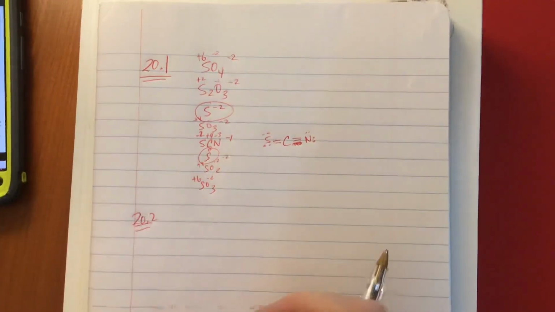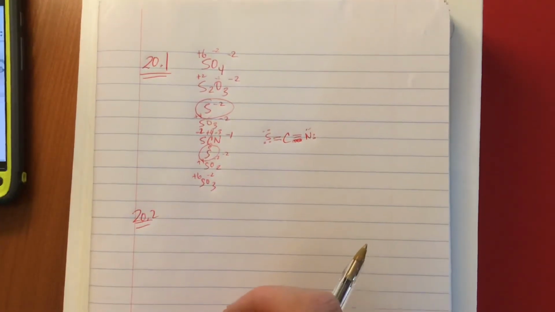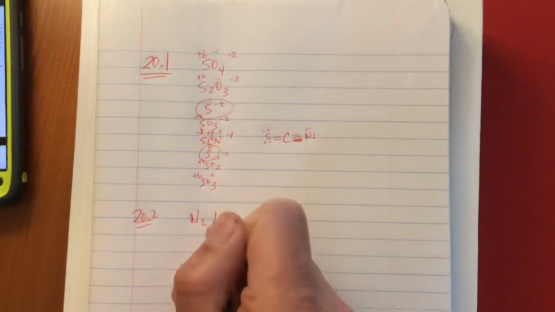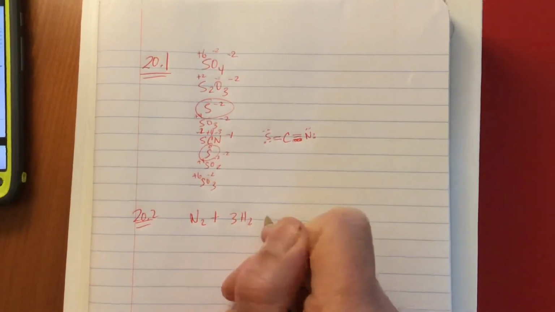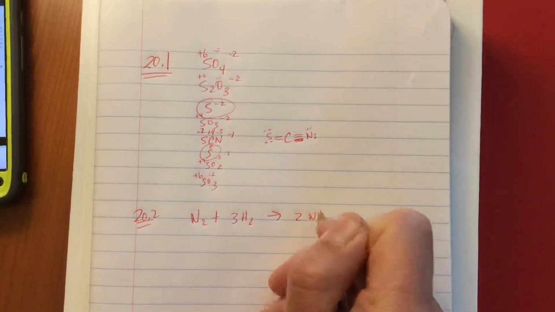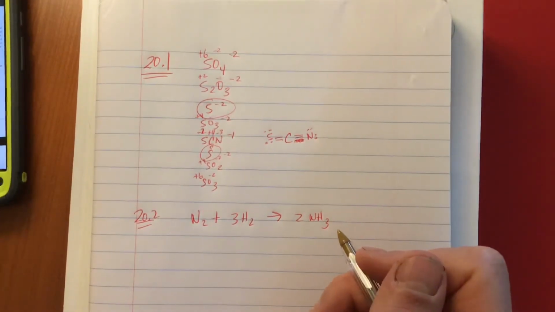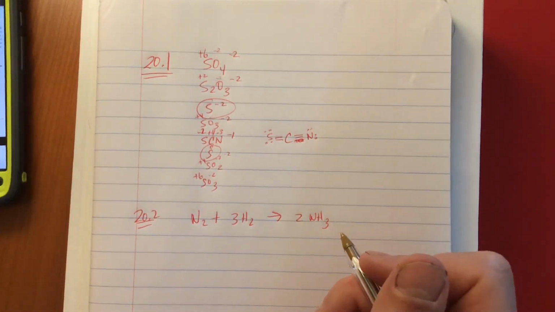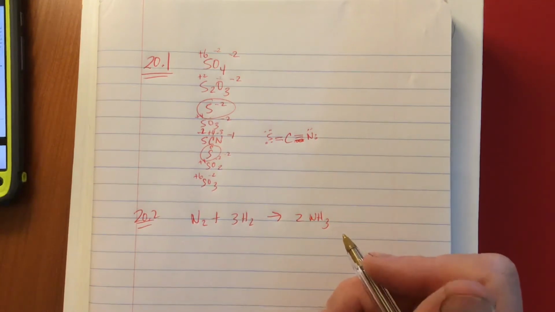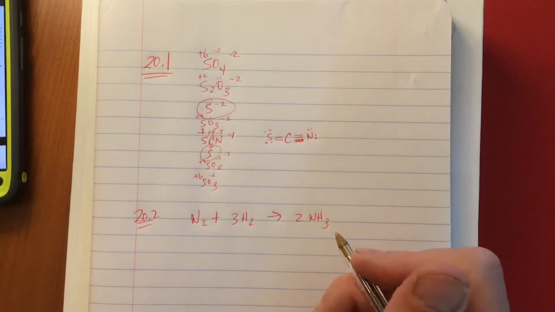20.2, they give us a reaction. Nitrogen reacts with hydrogen to make 2 ammonias. And it asks, how do we know if this is a redox reaction? Explain your reasoning by assigning oxidation numbers and identify the reactant that is oxidized.